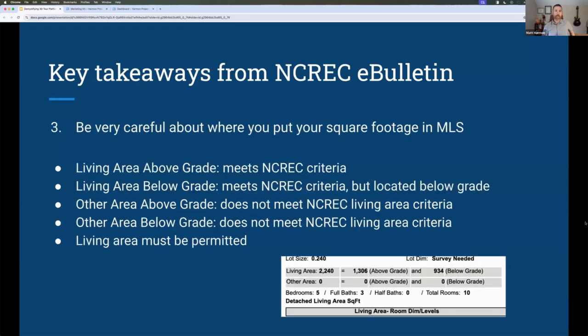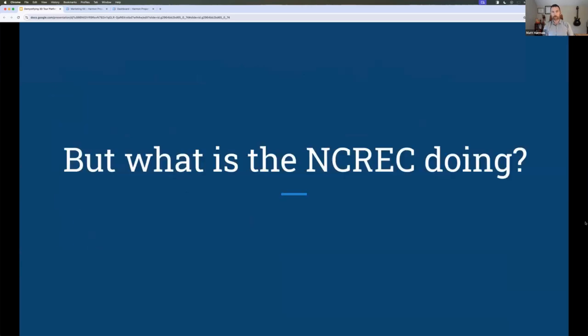And then the last point, they said it was really just about where you put the numbers in the MLS. It really matters to them. If you have a home with a basement, they don't want you crowding all those numbers into the living area above grade box. If you have splits, make sure you put those in the right boxes. And then they clarified that living area must be permitted. In the past they've been a little bit less clear about this, but I feel like in this bulletin, they were pretty clear that it needs to be separately identified. And when I've spoken with the commission directly, they've said that they do want it separated out. So that was the third point on that.